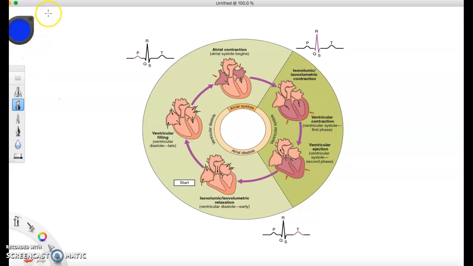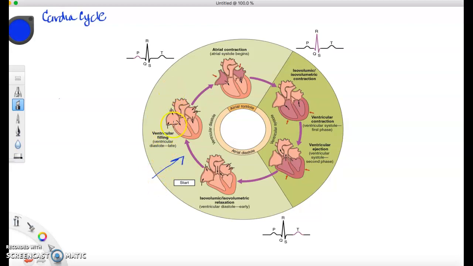So now let's look at the cardiac cycle. So again, the cardiac cycle is basically what happens or what occurs during a heartbeat. So we've got to start somewhere. So we're starting basically here.